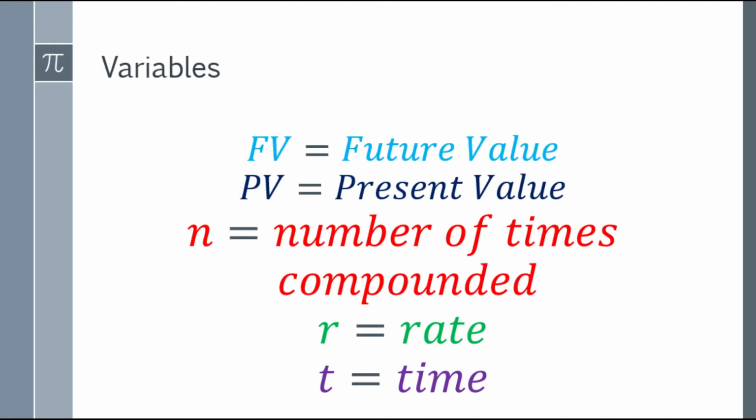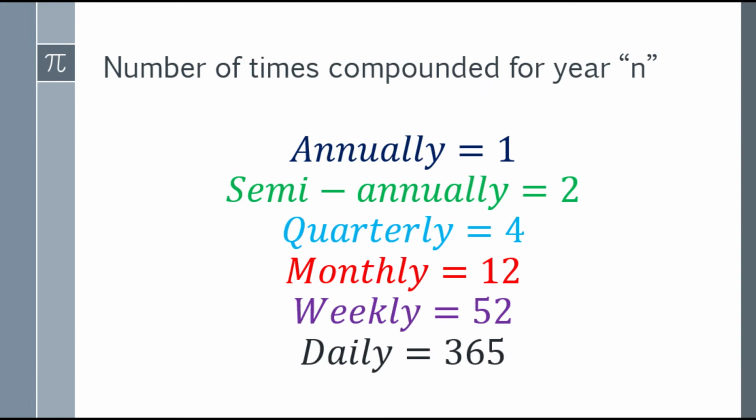Now, ano ba yung mga variables na gagamitin natin? So again, FV for future value, PV for present value, N is the number of times compounded, R is for the rate, and T is for the time. And let's review about the number of times compounded for a year or yung N. Annually is 1, semi-annually is 2, quarterly is 4, monthly is 12, weekly naman ay 52, and daily is 365.